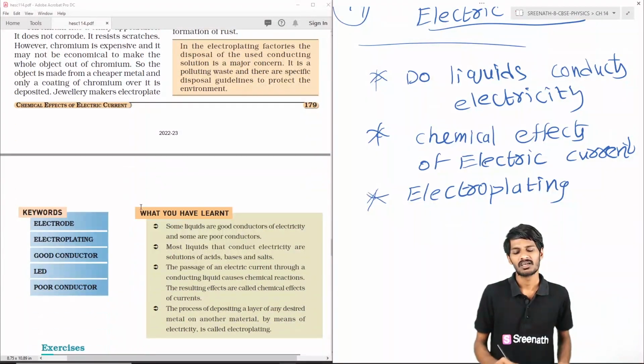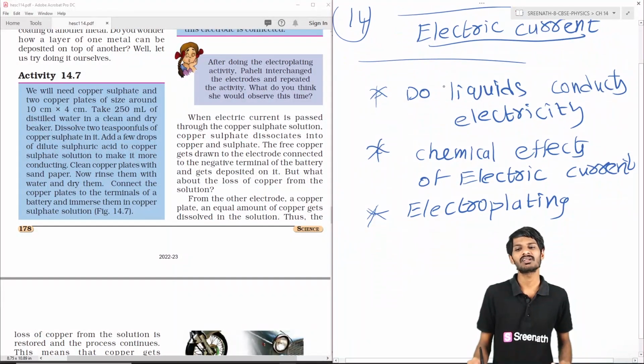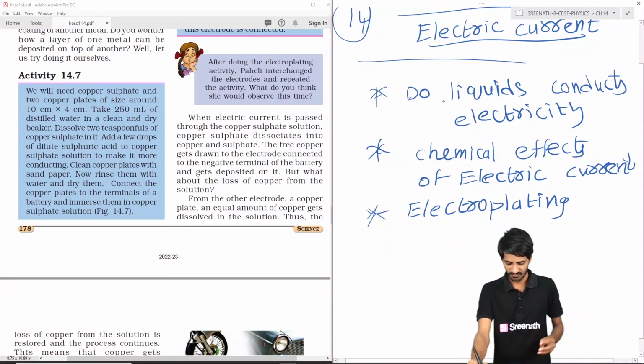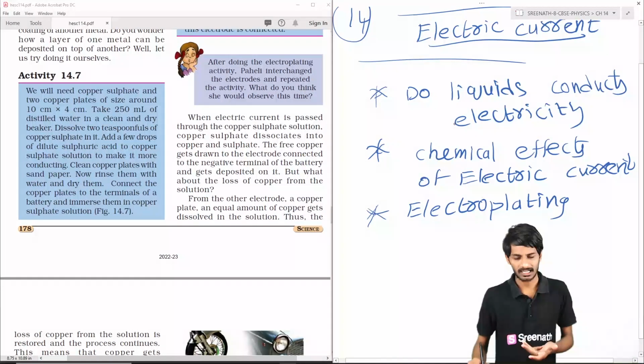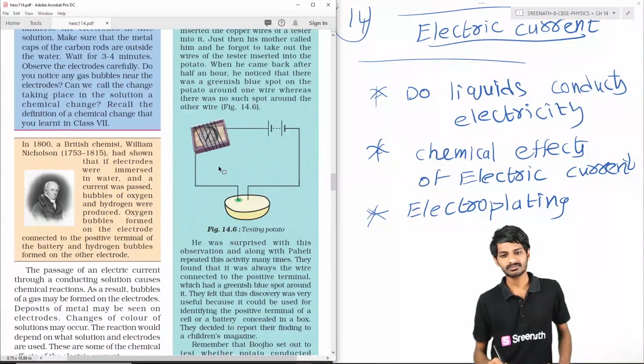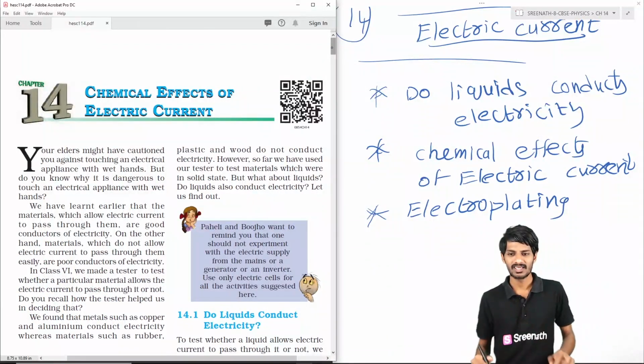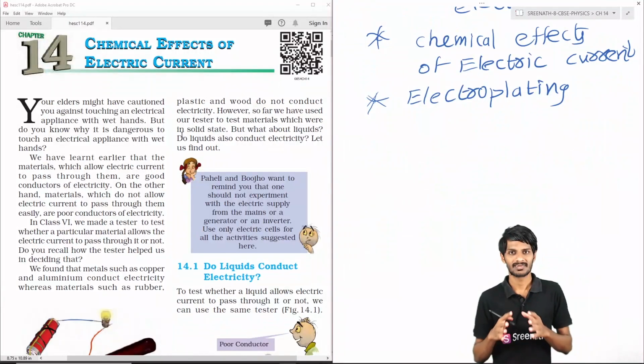If you want to remember this chapter called chemical effects of electric current, there are only three topics: do liquids conduct electricity, what are the chemical effects of electric current, and what is meant by electroplating. We are going to learn about these three things, students. That's it. Okay, so we'll start this session.